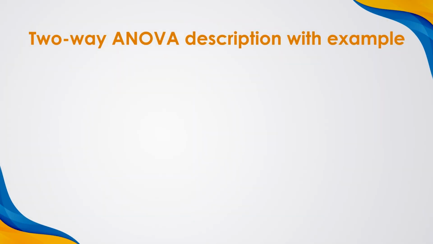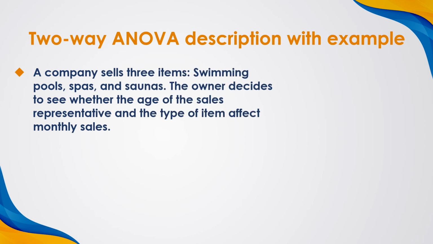In this part, we are going to discuss two-way parametric tests and non-parametric hypothesis tests, in which more than 2 groups are our concern. Two-way ANOVA, described with an example: consider a company that sells 3 items, say swimming pools, spas and saunas.